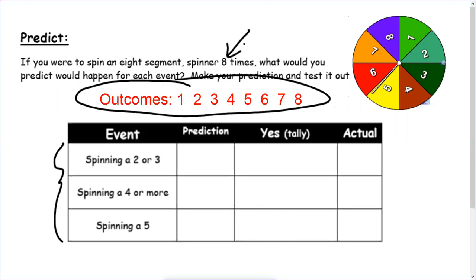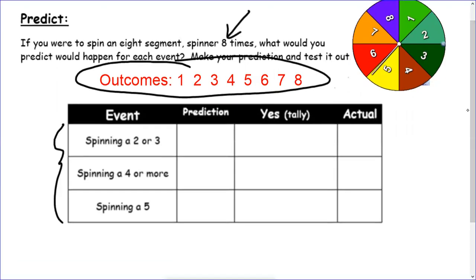So the probability of spinning a 2 or a 3 would be 2 out of 8, which simplifies to 1/4. So the probability of spinning a 2 or a 3 is 1 out of 4. And since we're spinning it 8 times, we can expect that 1/4 of those 8 spins are going to be a 2 or a 3. And 1/4 of 8 is 2. So my prediction is going to be 2.